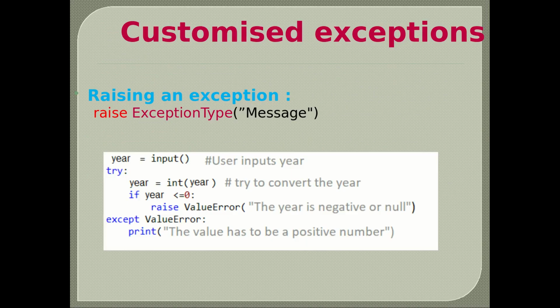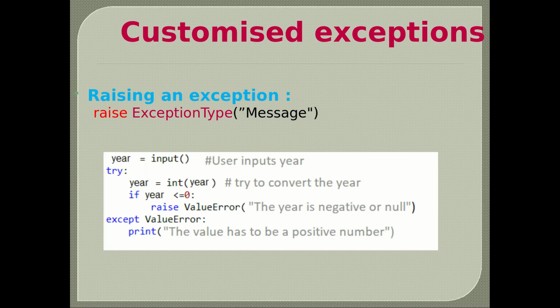Raise, exception type, message. We set year as the year input from the user. We try to convert the year to an integer, since it should not be a string or character. If it is less than 0, we give it an error message. If the conversion to integer fails, we set another message.